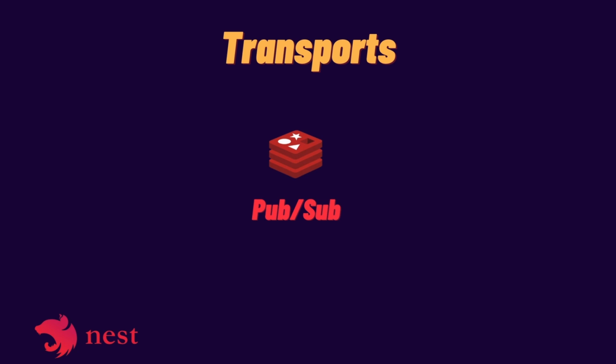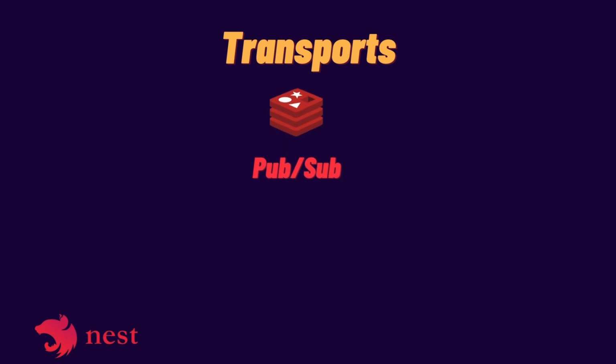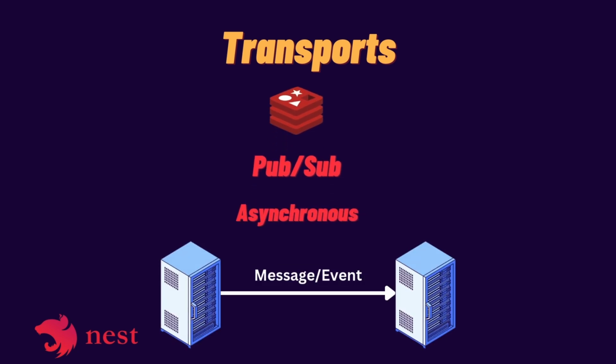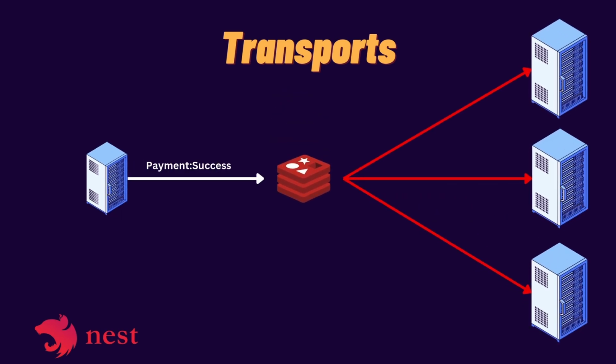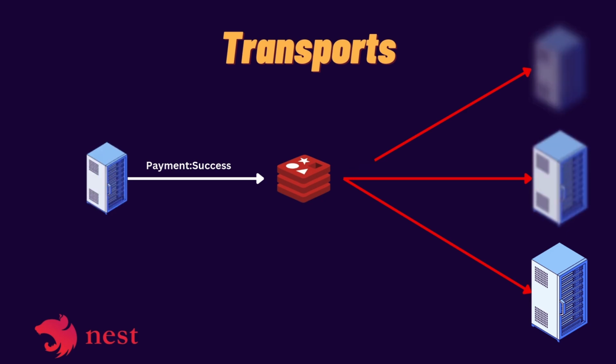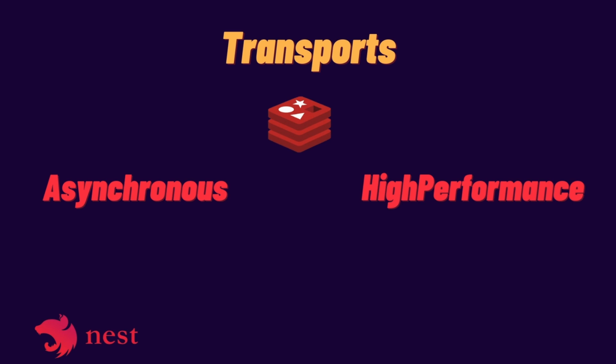The next transport is Redis PubSub. Redis is commonly used for asynchronous communication, and it uses the publish-subscribe pattern where services publish events like payment success and other services subscribe to those events. This is best for decoupled and event-driven communication. It's asynchronous and also high performance for real-time communication. We also talk about it in detail and how we can use it in our microservice communication in the upcoming episode.